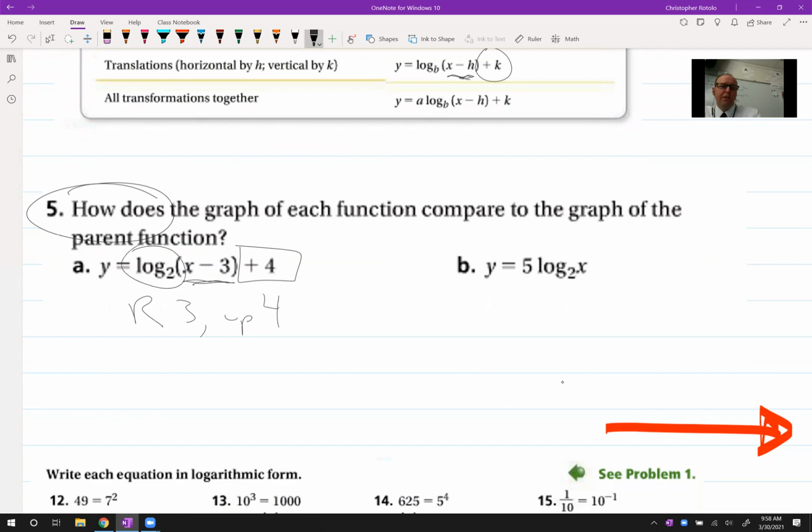So I would start by using 2 to the x power, inverse those points, and then move those points right 3 and up 4. Okay, same thing in b. If I needed to graph it, I would start with 2 to the x. I would inverse those points. And then since it's multiplied by 5, right, that's a vertical stretch of 5. Okay, so I would multiply and move all those up 5.